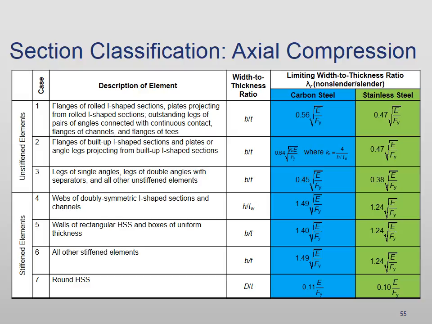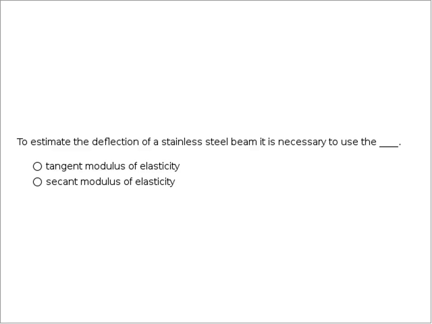Now let me go to our next question. And this is also a fill in the blank. In order to estimate the deflection of a stainless steel beam, it is necessary to use the blank, either tangent modulus of elasticity or secant modulus of elasticity. Again, fill in the blank. In order to estimate the deflection of a stainless steel beam, it is necessary to use the tangent modulus of elasticity or secant modulus of elasticity.